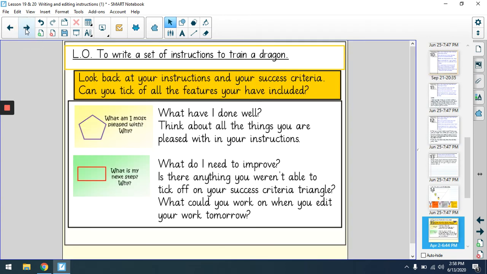When you've completed your instructions, go back and look at your success criteria and your features grid and tick off what you've included. I'd then like you to complete 2 reflections. What have you done well? Think about all the things you're pleased with in your instructions, the features you've managed to include, what you've managed to achieve on your success criteria grid, and probably the most important reflection, what's your next step? What do you need to improve on? If there's anything you weren't able to tick off on your success criteria triangle, then that's what you'd need to work on tomorrow when you're editing, because you can add it in.